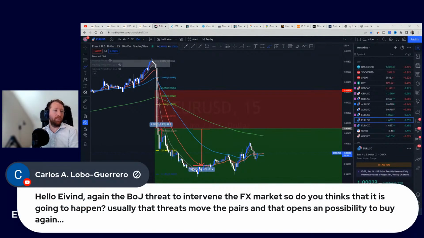Hi, Ben. Again, the Bank of Japan is threatening to intervene in the forex market. Do you think that's what's going to happen? They've been threatening for like 2 weeks now. Usually threats move the pairs and open a possibility to buy again. So Carlos, they've been threatening since February. So right now it's crying wolf until they actually do it.